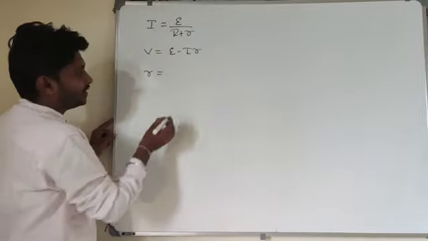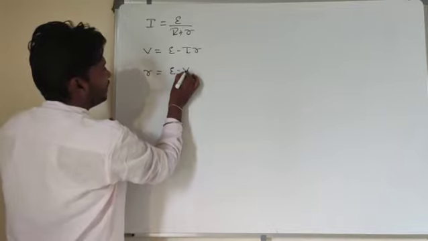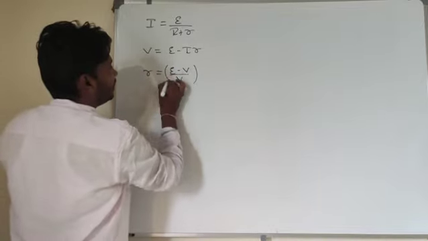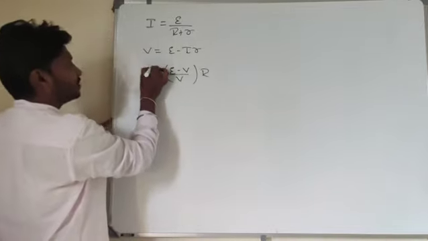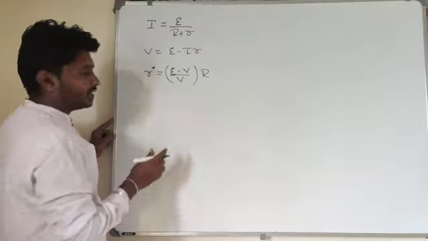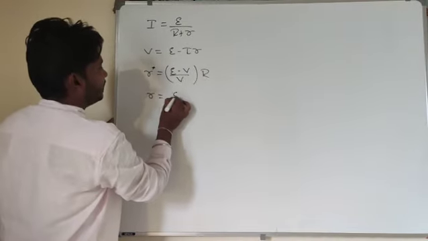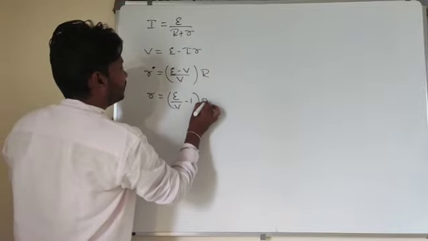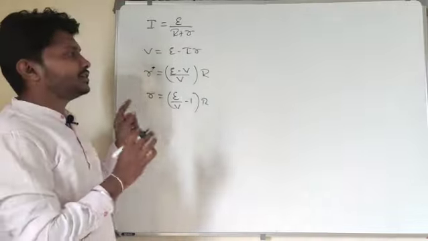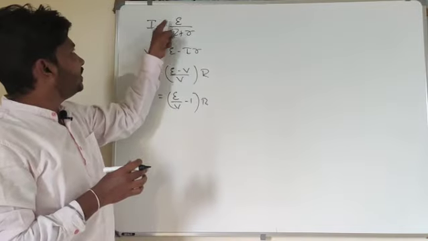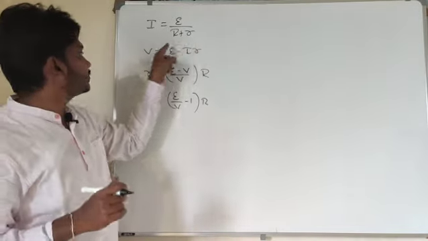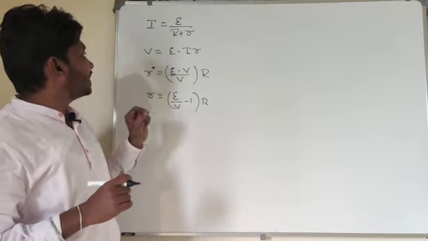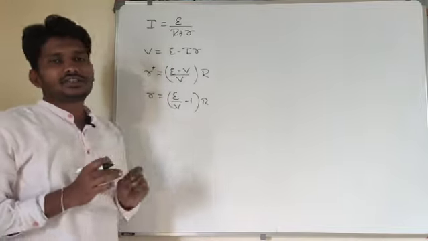For the internal resistance we can say r is equal to (E minus V) divided by V into R, where small r represents the internal resistance of a cell, or I can rewrite that as E by V minus 1, into R. So these are all the equations related to current, EMF, external resistance, internal resistance, terminal potential difference and EMF, and the internal resistance equation.